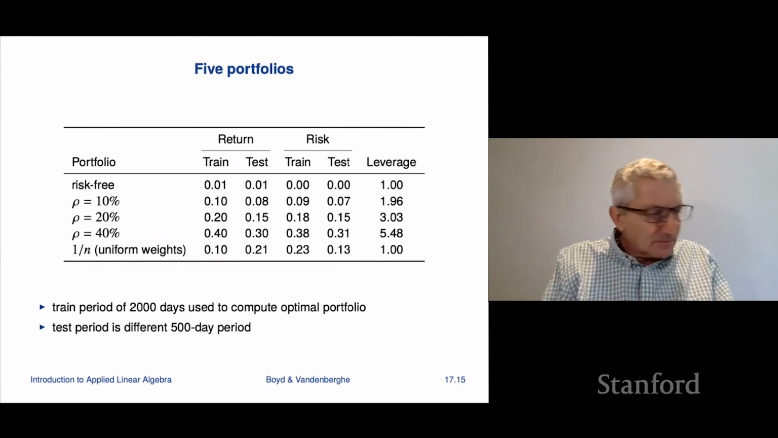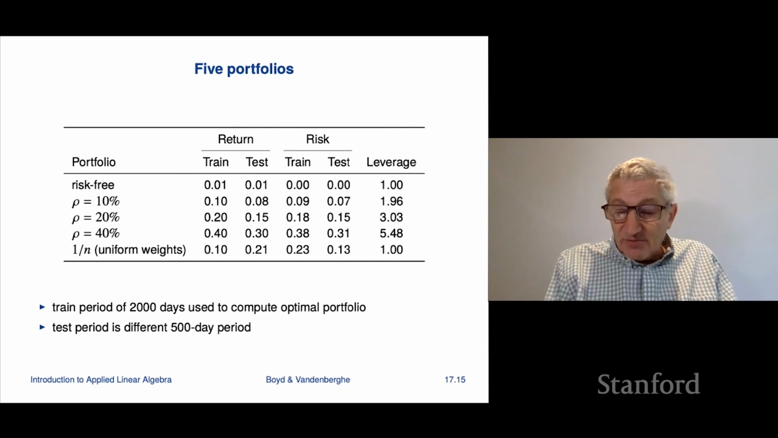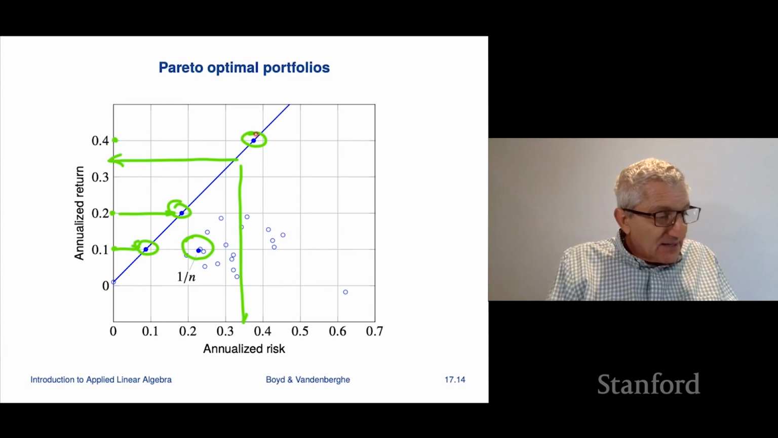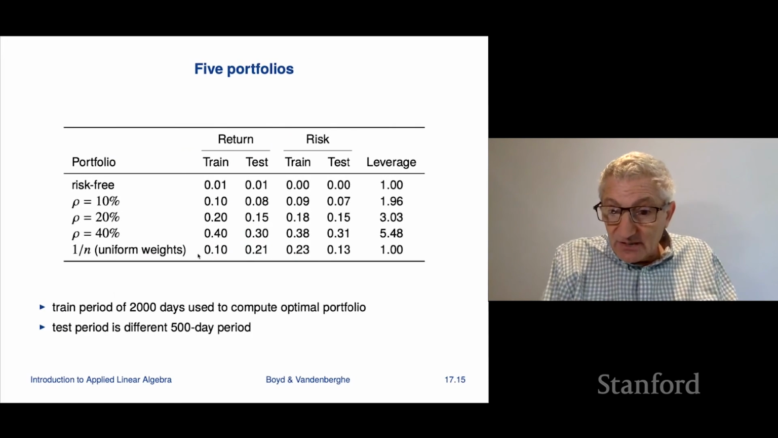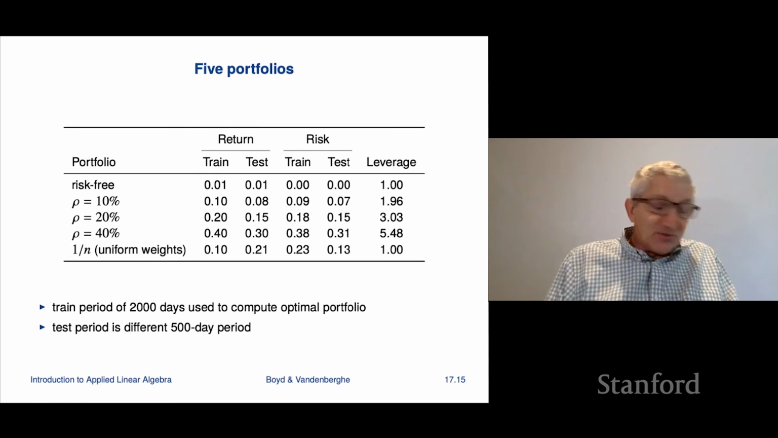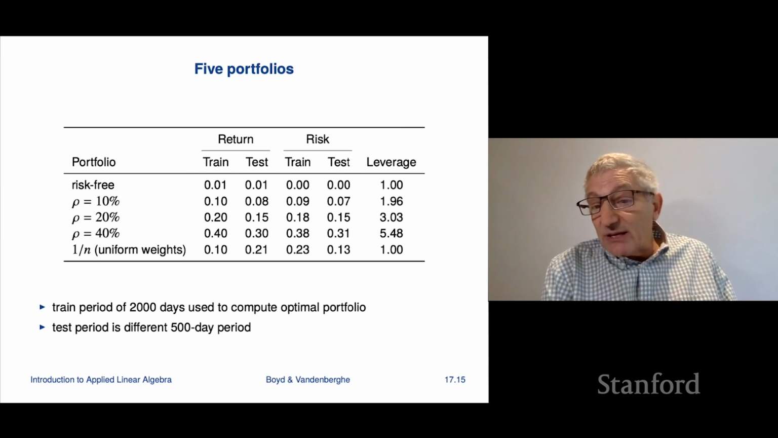So we're going to look at 5 portfolios. In fact, they're marked here. We're going to ask for 10%, 20%, and 40%. That's extremely aggressive. And we'll also look at 1/n here. So here they are. And the risk-free. That's simple. So let's take a look at them, and we'll look at train and test.